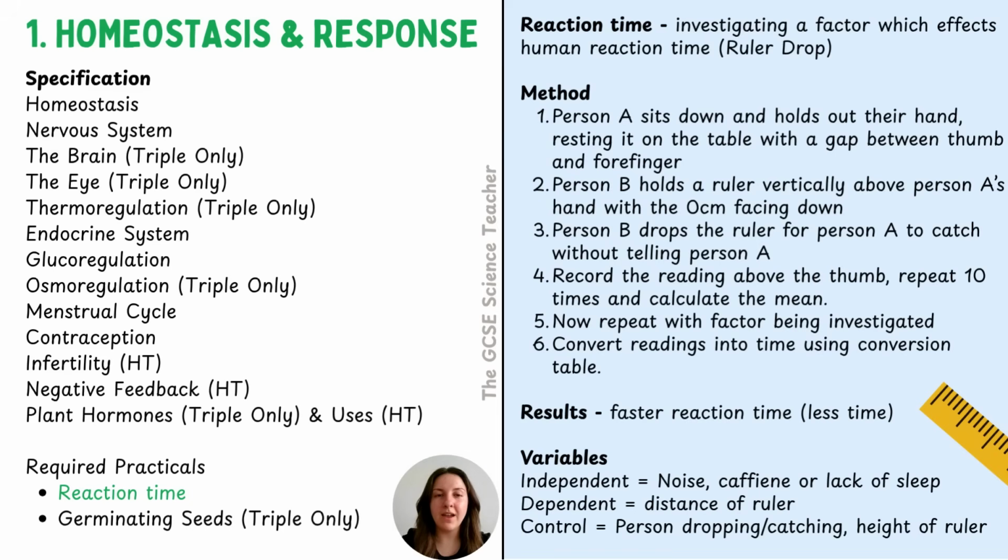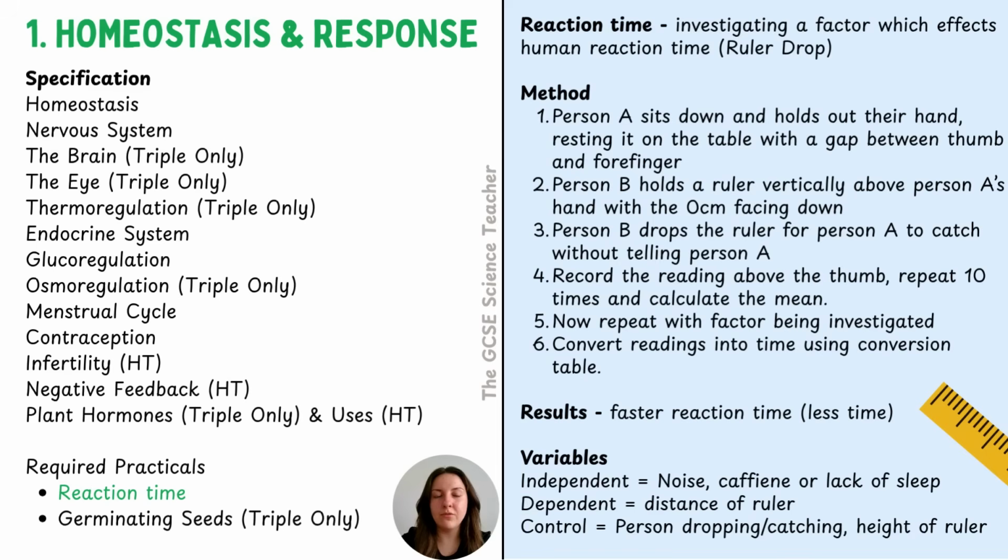Now they need to repeat this with the factor being investigated and convert all readings into time using a conversion table. The result should be a faster reaction time, or less time, if the person is not distracted, or a slower one if they have a factor that increases reaction time. So for example, you could have noise levels, which could actually increase reaction time, or you could have caffeine that is more likely to reduce reaction time. Lack of sleep as well could increase reaction time.